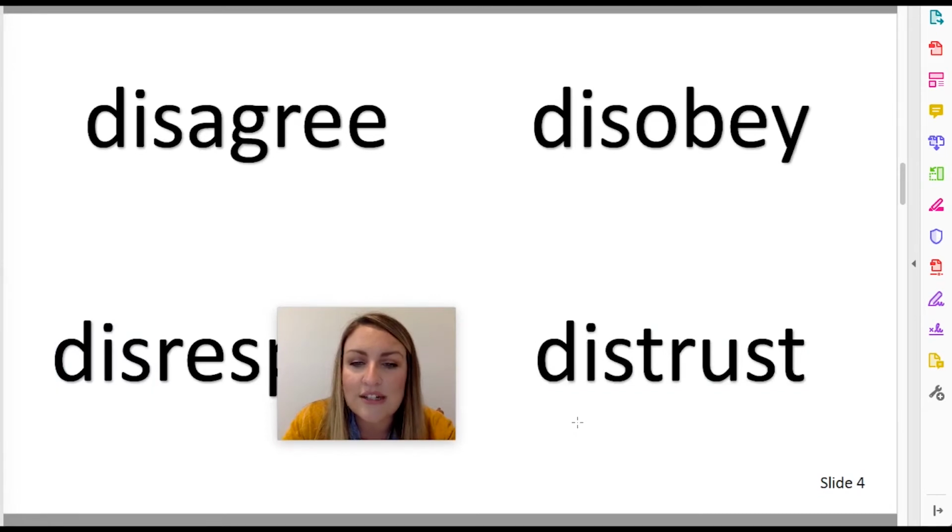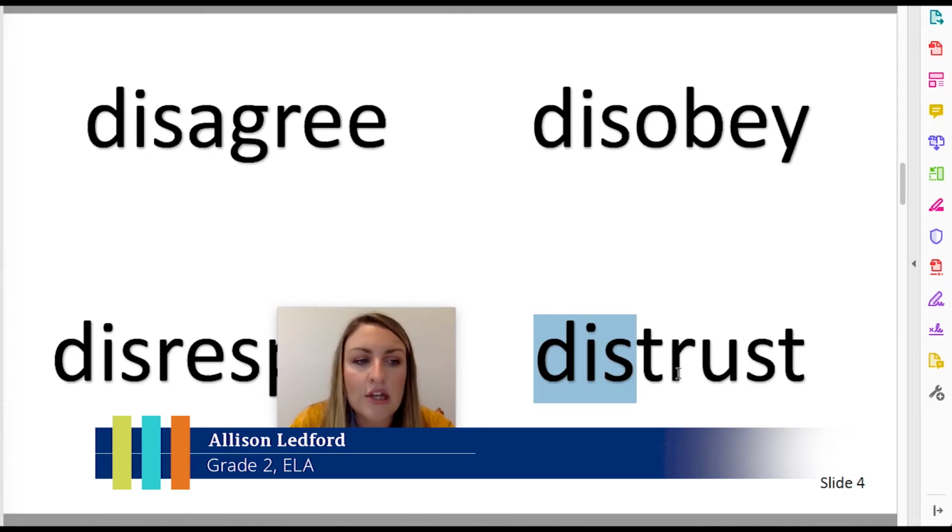Let's read our last word today. Distrust. Do you notice a prefix? Yes, let's put a box around dis. Nice job. And what does that mean? Good job. It means not or the opposite of. Now, trust means to have belief or believe someone or in something. So distrust means not to believe in someone or something. Great job, everybody. Now, let's find out in our reading today why the colonies didn't want to be British anymore.